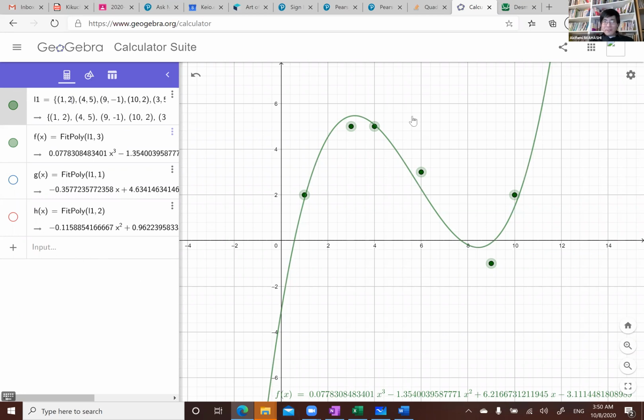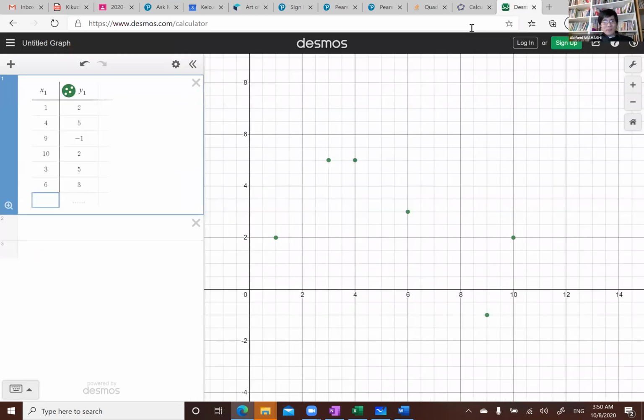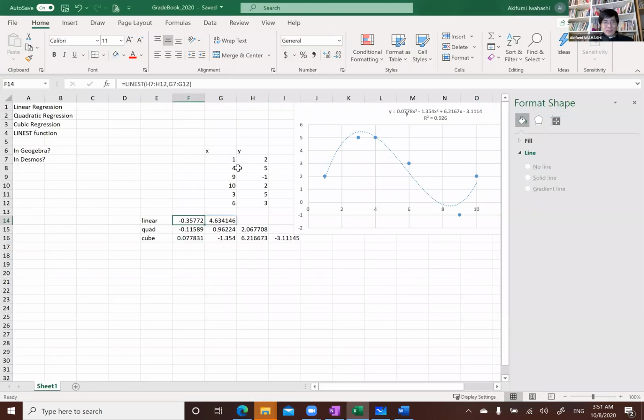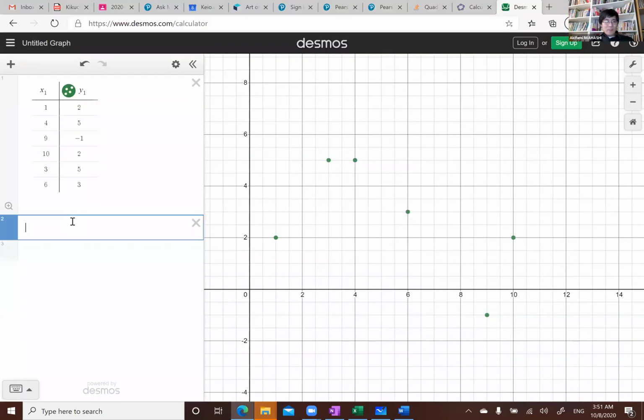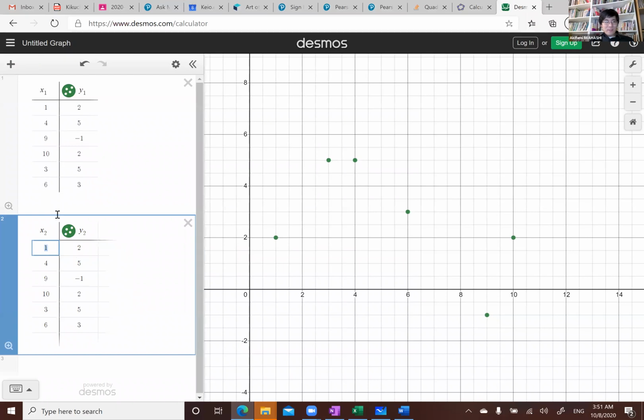Next, we are going to Desmos. For Desmos, you have to input the data table like this. How do we do this? For example, you already have a set like this. Maybe I can copy this and put it here. Then you get the table as below.